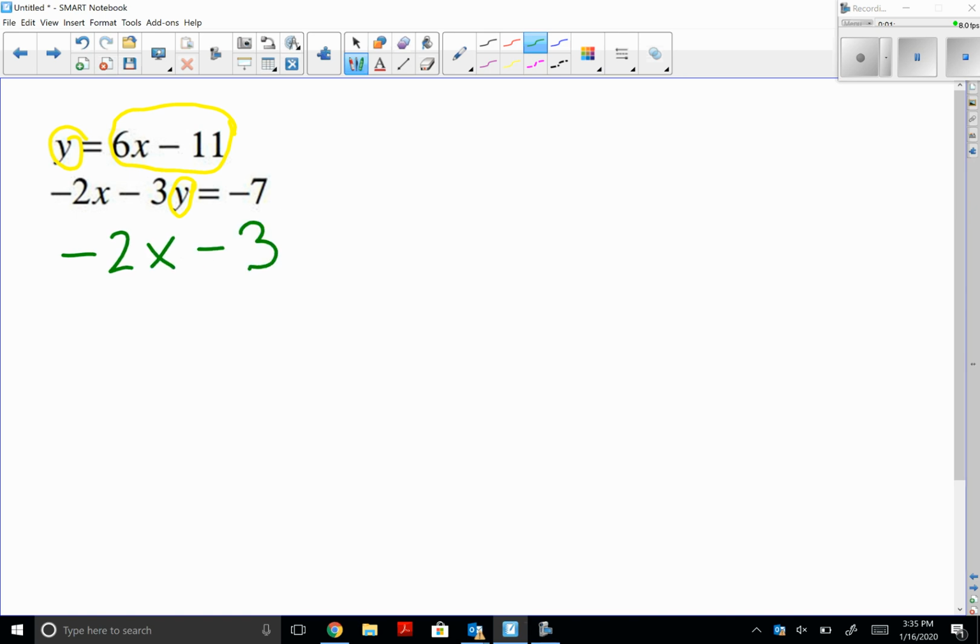But instead of multiplying it by y, since I already know what y is equal to in terms of x, I'm going to replace it with that expression, 6x minus 11. That eliminates y from that equation completely. Now I can solve the equation to find x because x is my only variable.